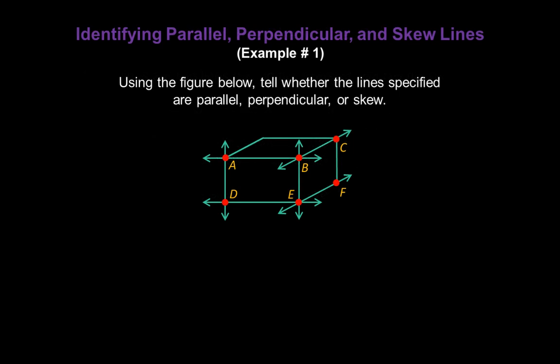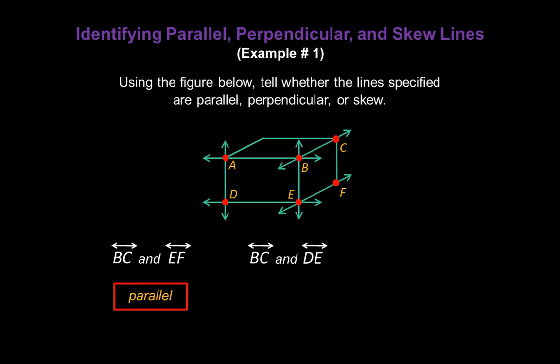Let's take a look at some examples. Using the figure below, tell whether the lines specified are parallel, perpendicular, or skew. Let's consider line BC and EF. Let's identify where they are on our figure. There they are. What can you tell me about those two lines? Those lines are parallel to each other.